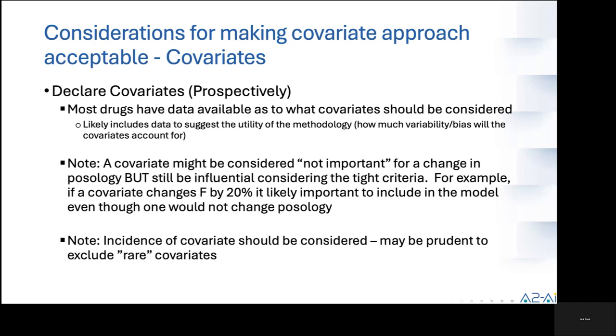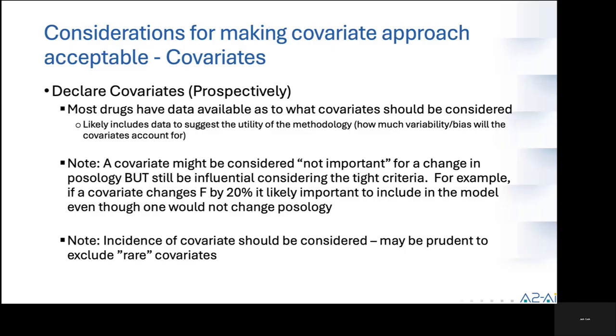So what covariates does one use? Well, we're going to declare those prospectively. How can we do it? Well, the good news is that most drugs have data available as to what covariates should be considered. There are population PK studies. You can look into the summary basis of approval to find out those factors that likely influence the pharmacokinetics. So you can grab that pool of covariates.